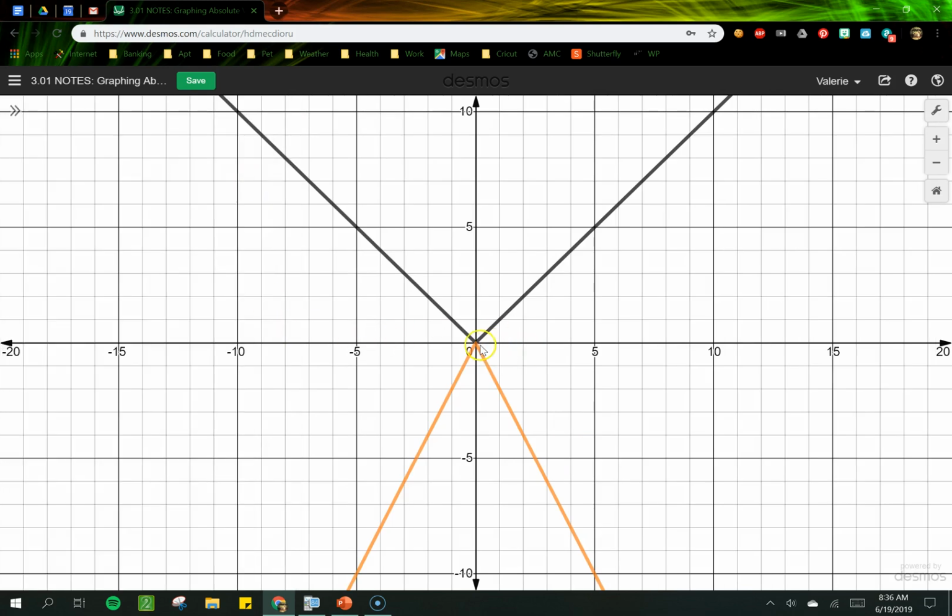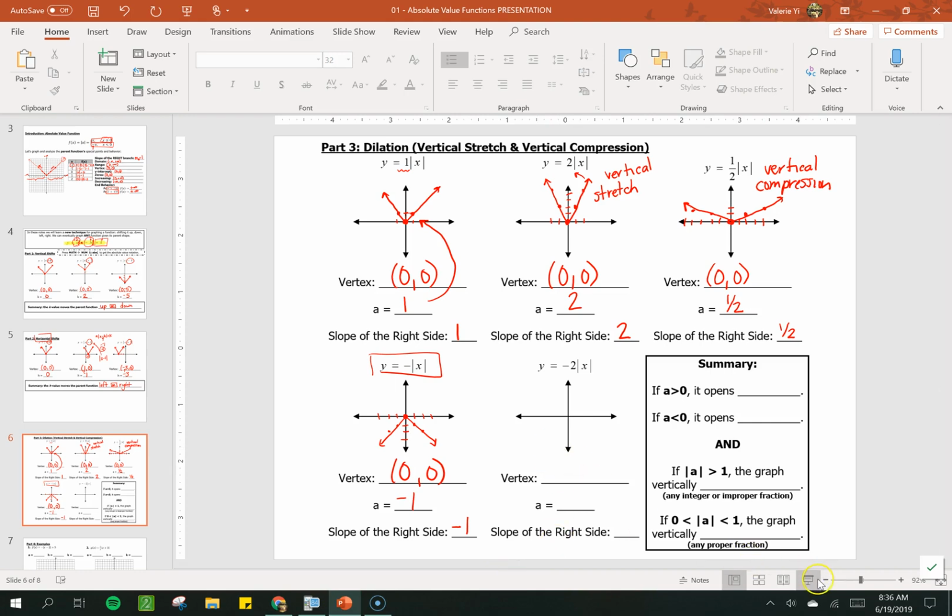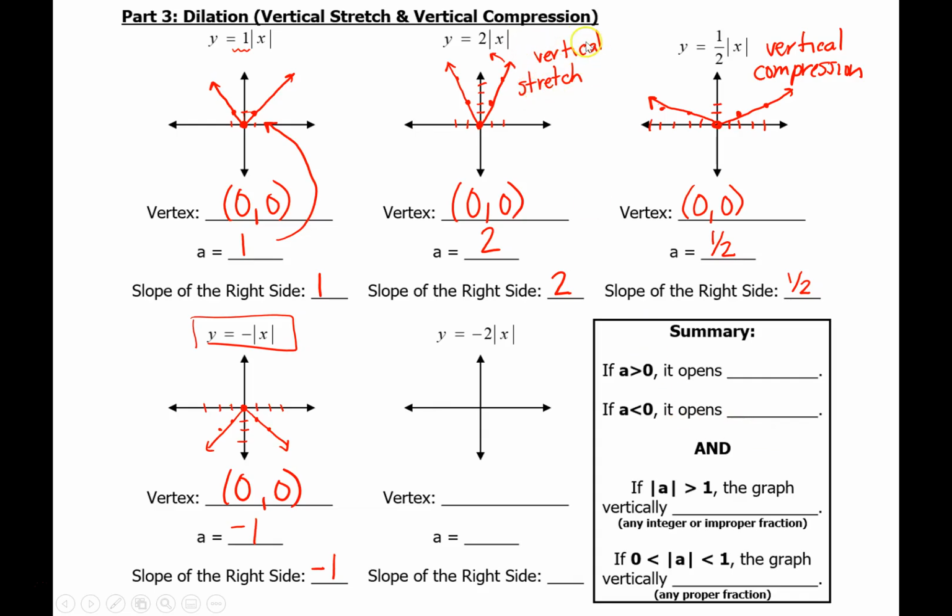Okay, so our vertex is still 0, 0. Our slope is not falling 1 and running 1 anymore. It's falling 2 and running 1. So that means we're going down 2, -2, and over 1. That then means that we had that vertical stretch happening, right? Because we have that 2 value, but it's also opening a different way. It's opening down this time. So we are falling 2 and running 1.